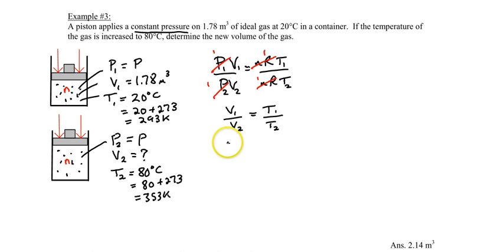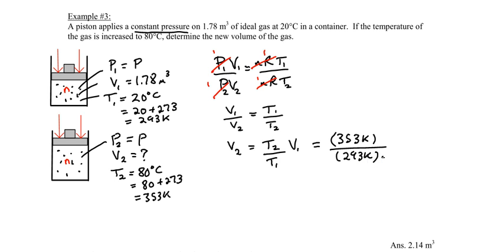Okay, so volume 2 is what we're looking for. So let's rearrange this equation. It will be the temperature 2 to temperature 1 ratio multiplied by the initial volume 1. So temperature 2 in Kelvin is 353, temperature 1 in Kelvin is 293 Kelvin, and then the volume 1 is 1.78 meters cubed. And this gives you an answer of 2.14 meters cubed.